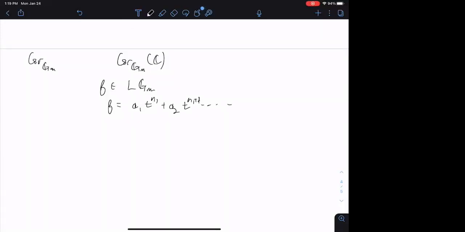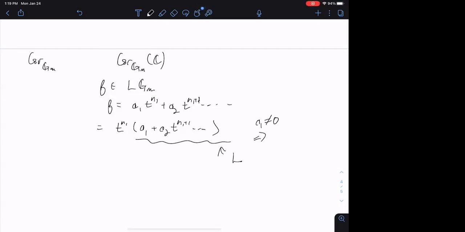So this means, and I know that a1 is non-zero, so I can always factor this as t to the n1 times a1 plus a2 t to the n1 plus 1, etc. And this piece is a formal Taylor series. It's invertible because a1 is non-zero. a1 not equal to 0 implies this thing lives inside L plus GM C.